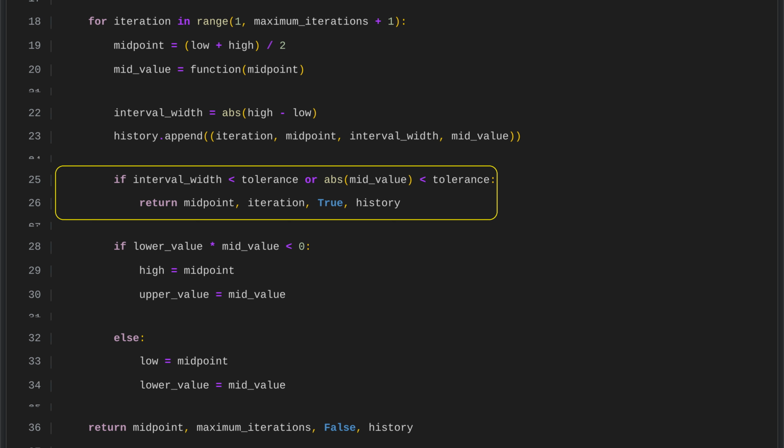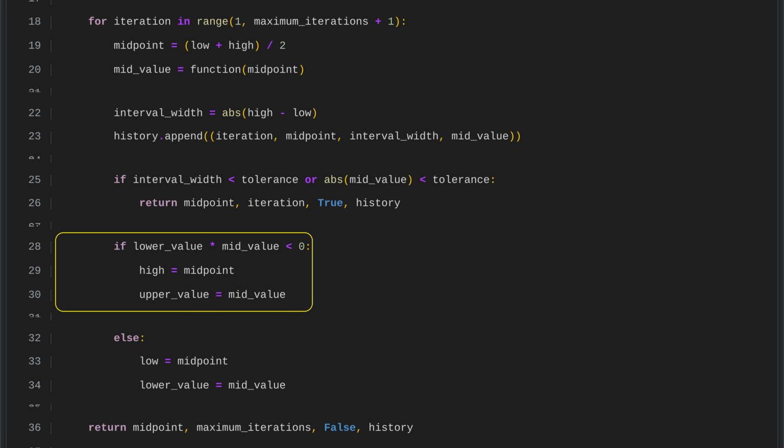The code stops when the interval is narrow enough or the function value at the midpoint is close enough to 0. This means the root estimate has reached the required accuracy. It then returns the midpoint, the iteration count, a success indicator, and the iteration history for review.